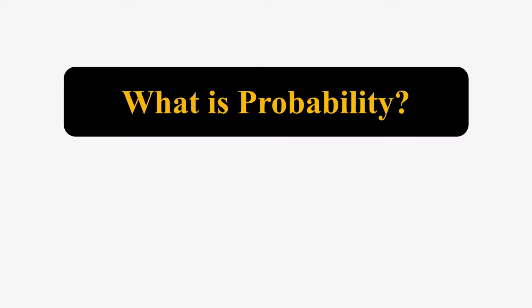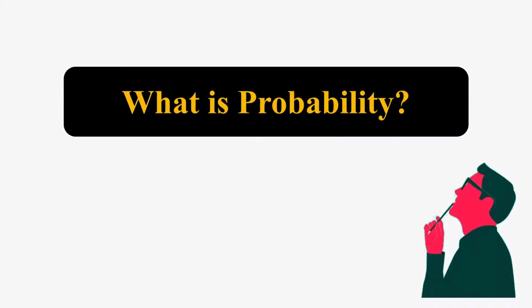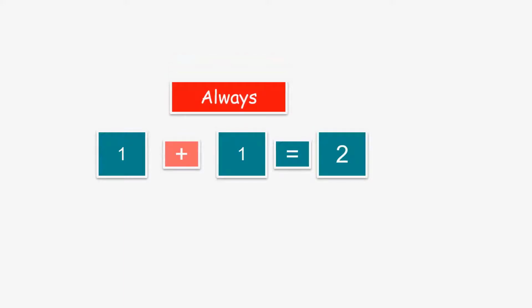So the question now is, what is probability? Okay, take your time, try to think. Usually in math we deal with things that always happen the same way. We are certain about the results. If you have the question 1 plus 1, the answer would be 2. So we are dealing with a fact here. You always know the answer. This answer will always be the same, and we're certain about that.